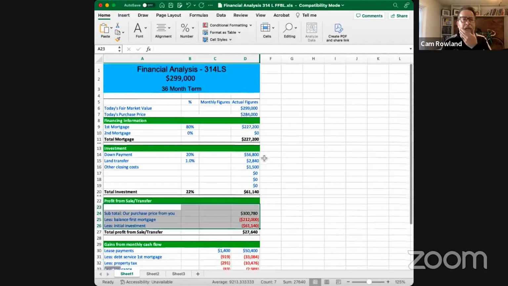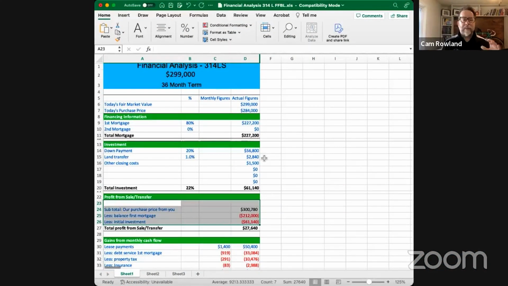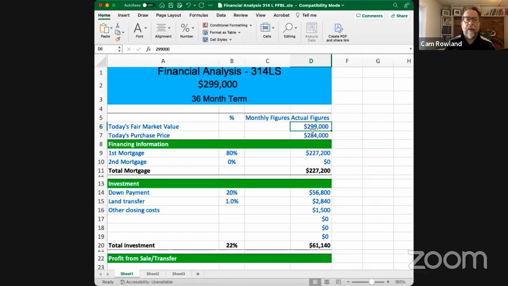Okay, so this is the deal. And I really don't want you to get lost in the details. I want you to see the big picture of this deal. So the fair market value of this house was $299,000, and I marketed it to my investor to purchase at $284,000. They got an 80% mortgage of $227,000, which meant they had to come up with 20% down in cash, plus here in Manitoba, land transfer tax, and then lawyer fees for closing. Sometimes there are other costs, but that's the bulk of it.